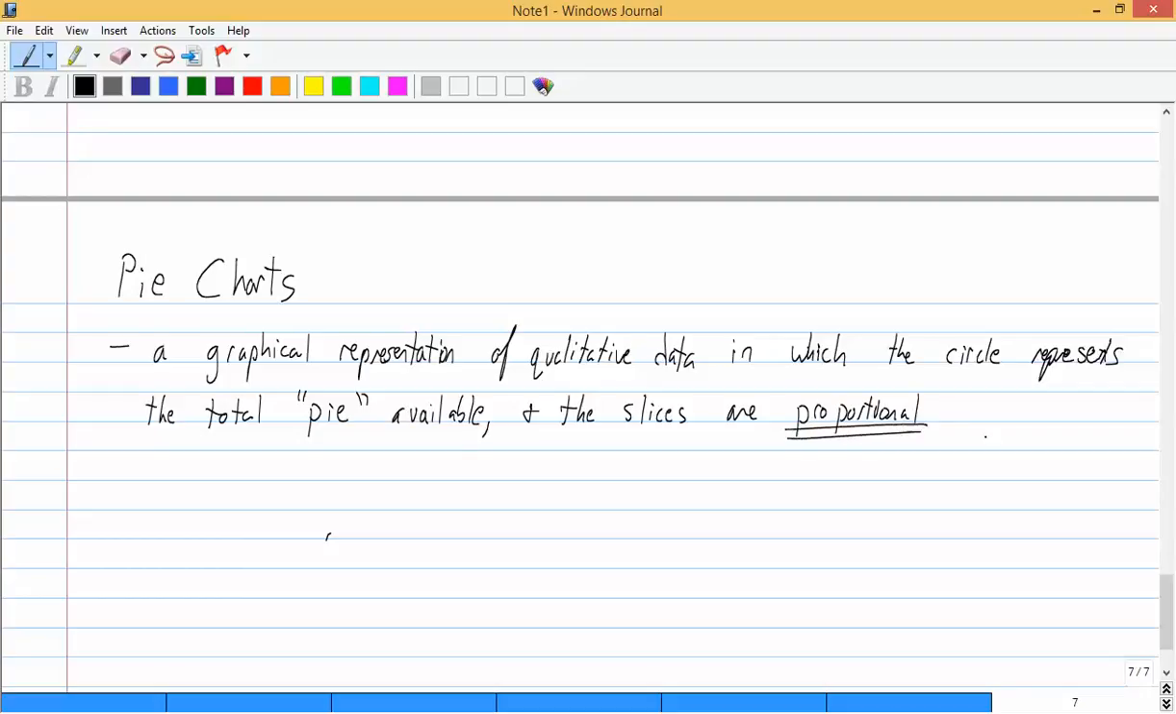That's a very important part. They are proportional to the amount in each category.